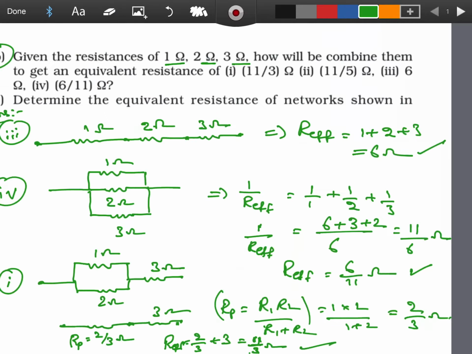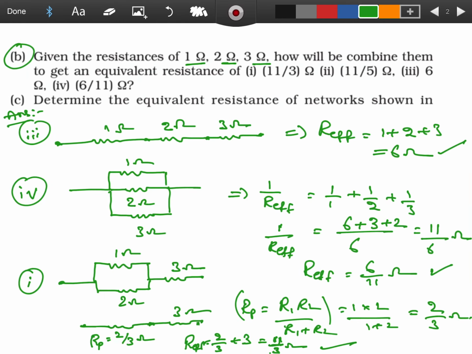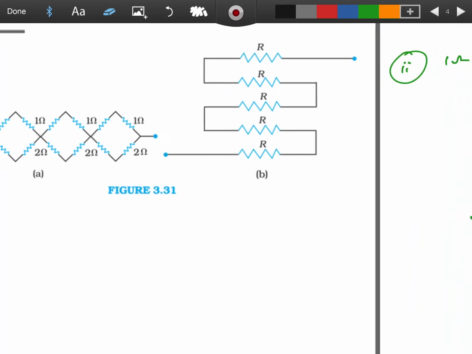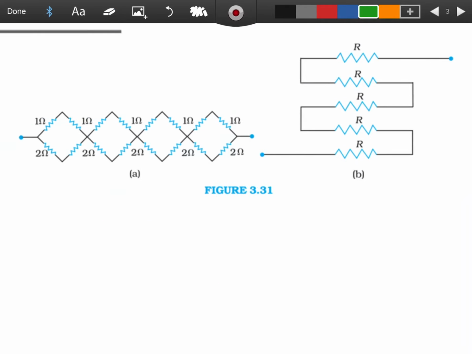Students, check it once again. When you are going to get 6 ohm, all are in series. 6 by 11 ohm, all are in parallel. And one more thing, 11 by 3. 11 by 3 means first two are in parallel, and 3 is in series. Then you are going to get 11 by 3. Now when it is 11 by 5, your 1 is in series with a combination of 2 and 3 in parallel. Then your answer is 11 by 5. This is B part. Now coming to the C.